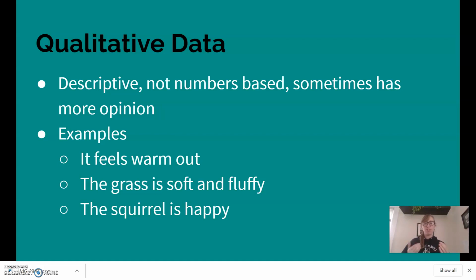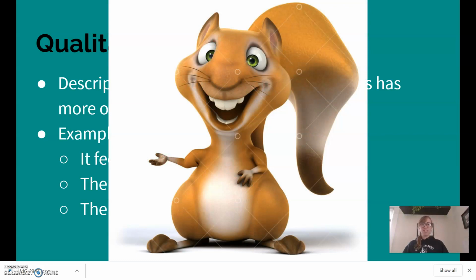These are all perfectly fine, but we do need to know that that's qualitative data. So we just want to be able to figure out which is qualitative and which is quantitative. Both are okay for your fieldwork. All right, and that's a happy squirrel.